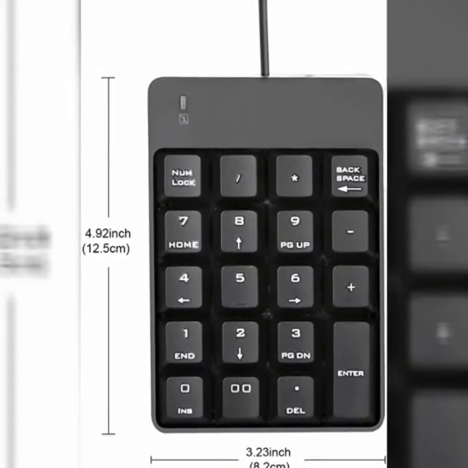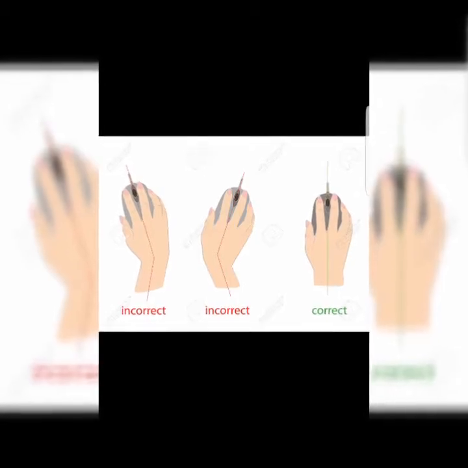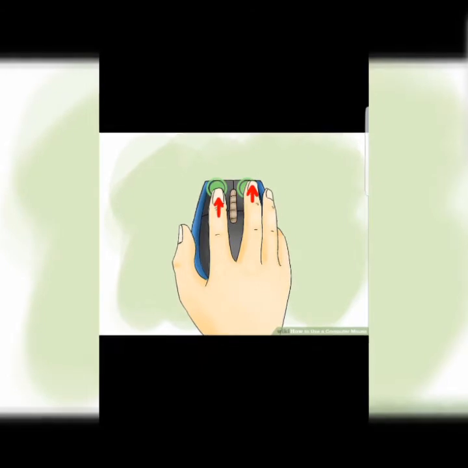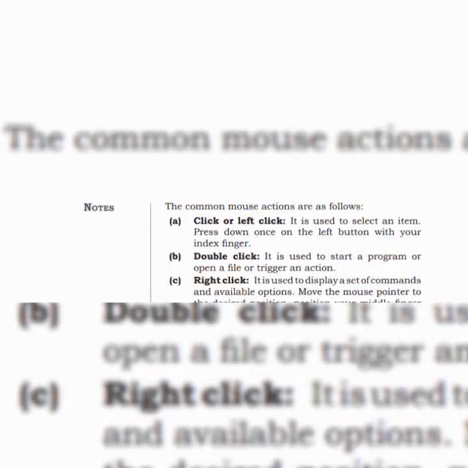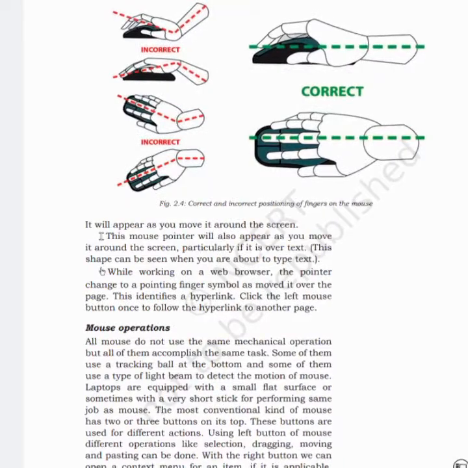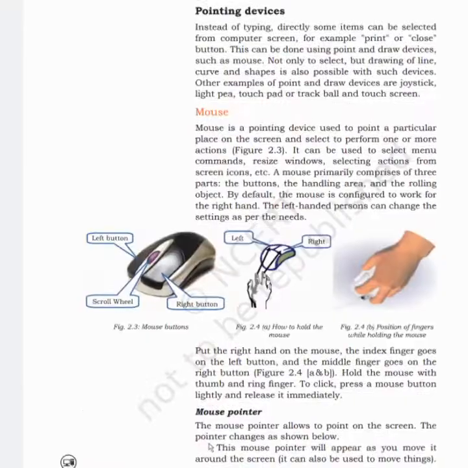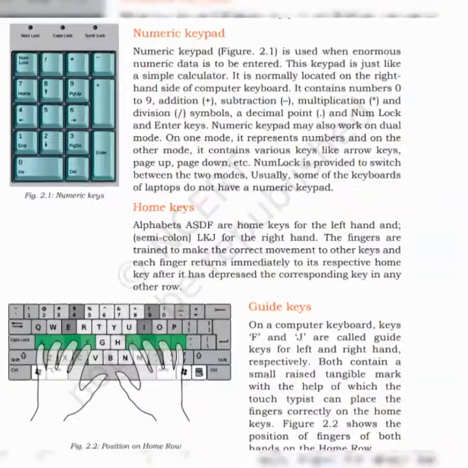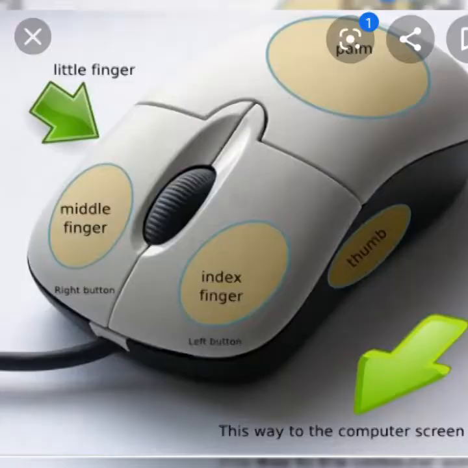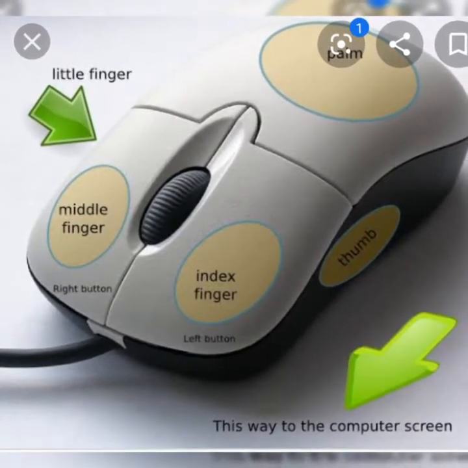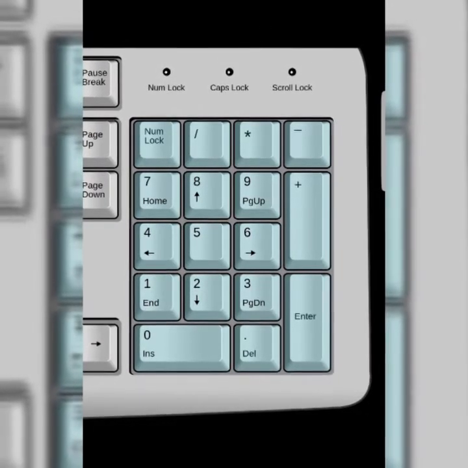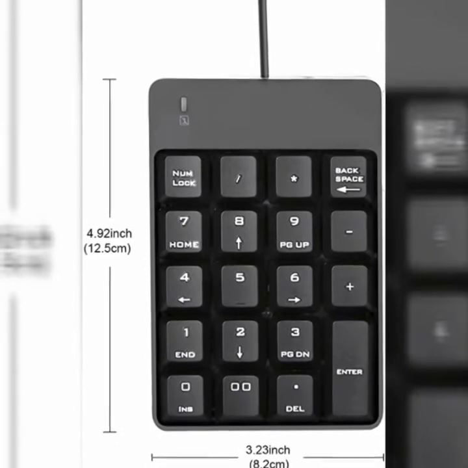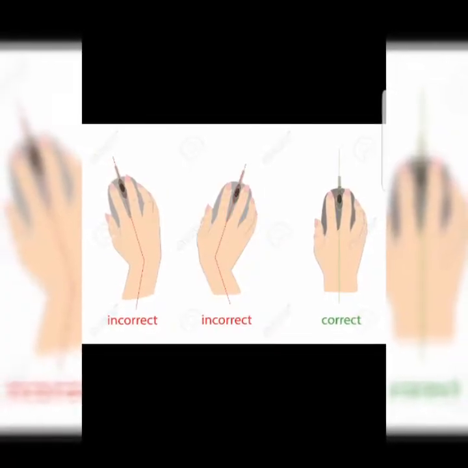And we have also guide keys. On a computer, keys F and J are called guide keys for the left hand and for the right hand respectively, because F is a guide key for the left hand and J is a guide key for the right hand. Both contain a small raised tangible mark, with the help of which the touch typist can place the fingers correctly on the home keys. Okay. These were pending in the keyboard.